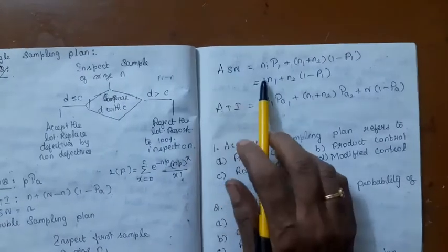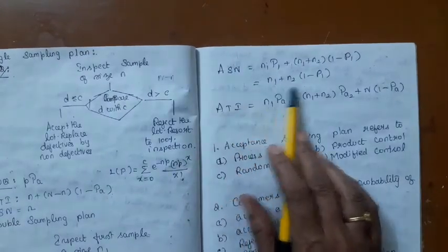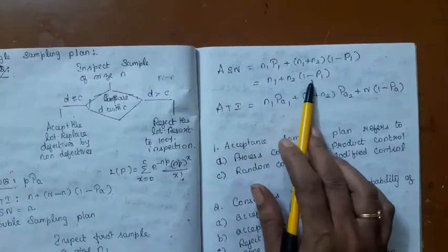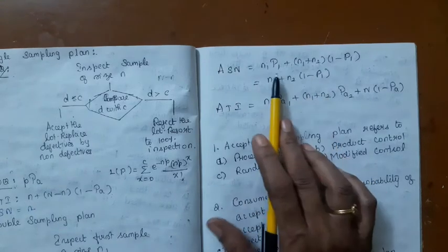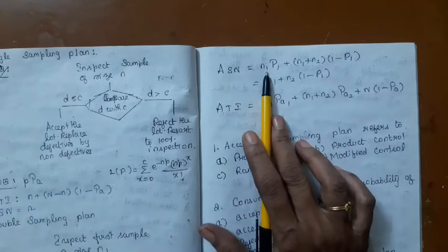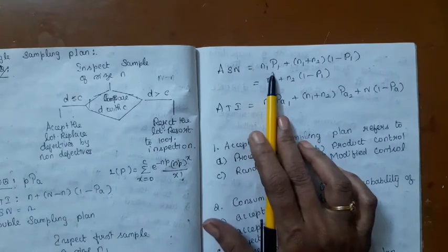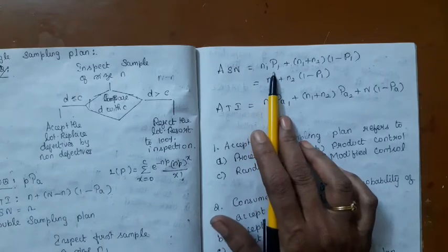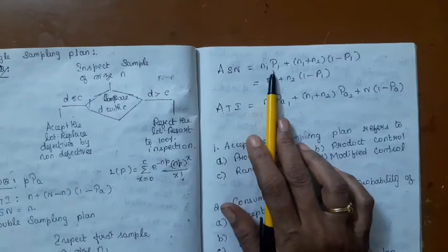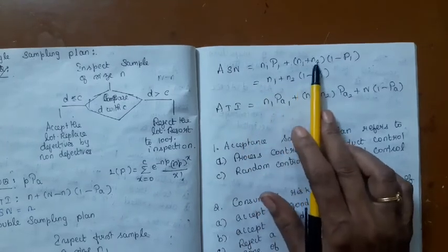And the ASN for double sampling plan is this: n1 plus n2 into 1 minus p1, right? You are inspecting n1 units. And if you are able to make a decision based on the first sample alone, the process stops. If you are not able to make the decision, you are taking n1 plus n2 units.